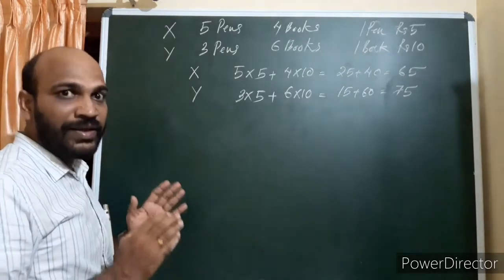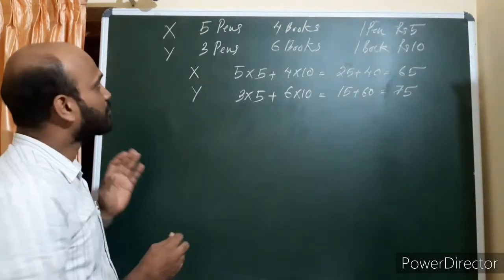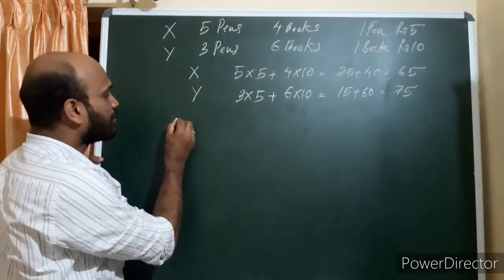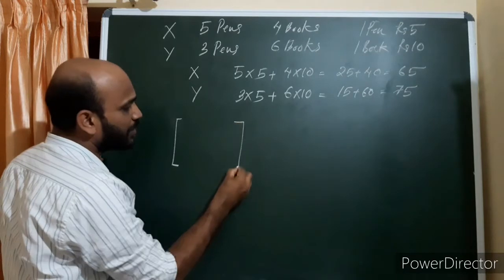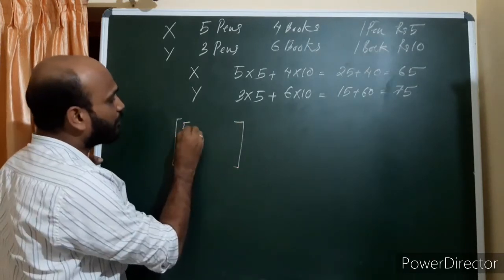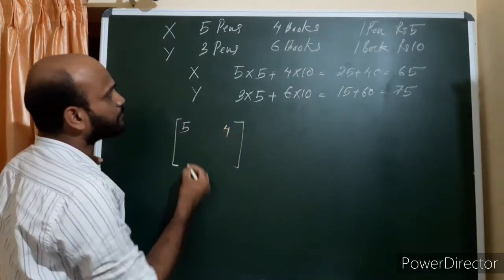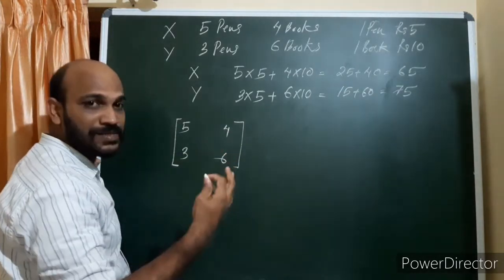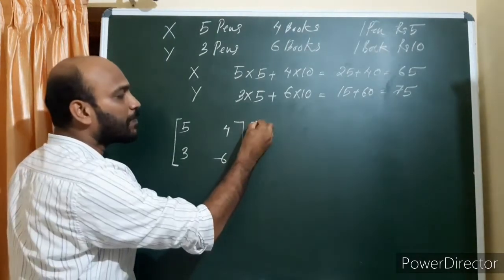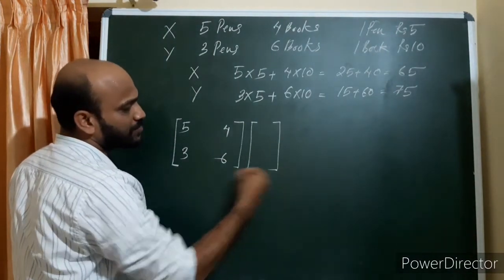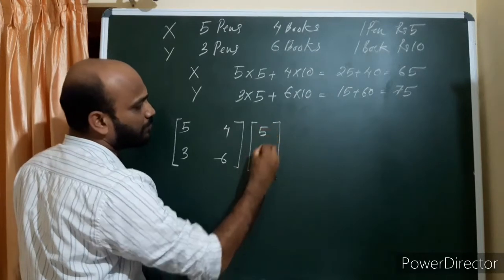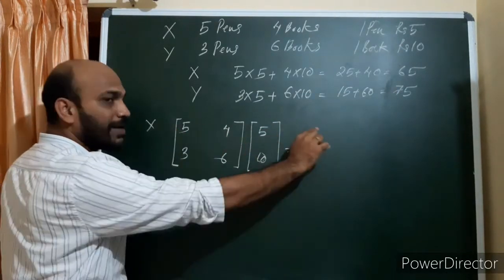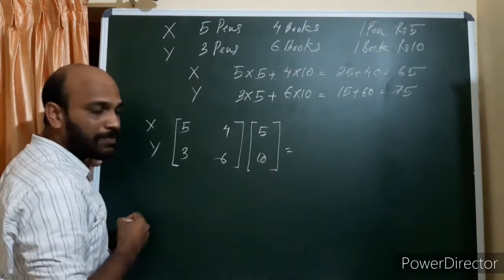Similar data we can represent in one matrix. The number of books and pens represent similar data, so we can represent that by using a square matrix: 5, 4, 3, 6. Prices represent another data, and we can represent that by using another matrix: 5, 10. So the total amount spent by person X will come here, and the total amount spent by person Y will come here.